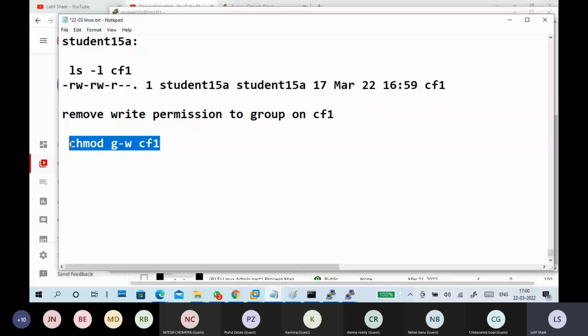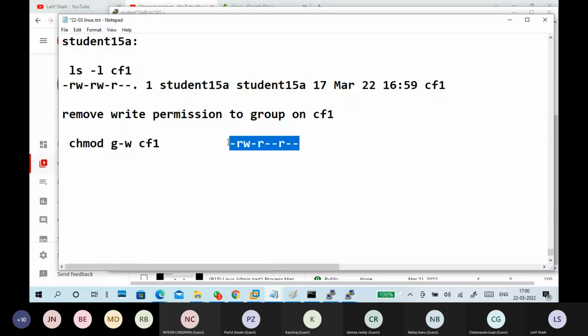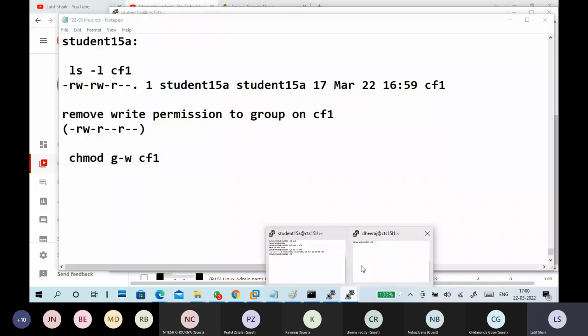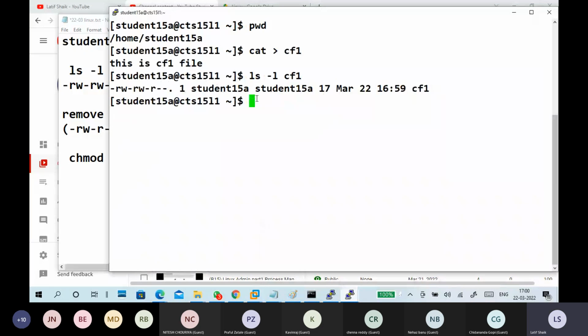After you are done, the output is like this: rw-r--r--. So this is the guess answer, the proposed answer. Okay, so this is the command. We'll execute and verify. We're executing chmod g-w CF1.